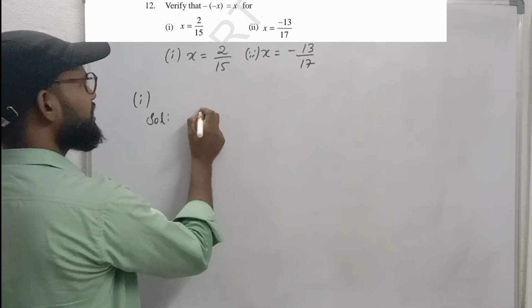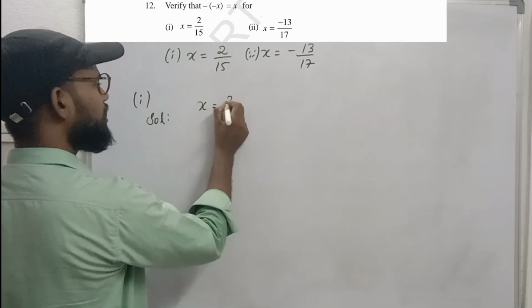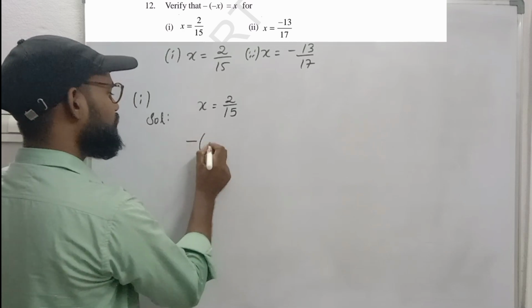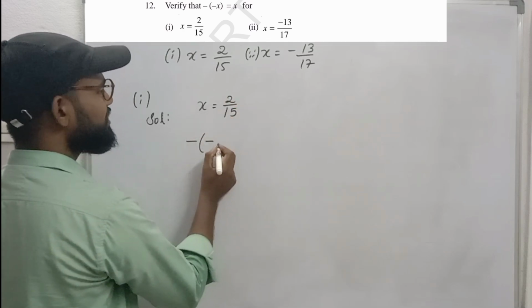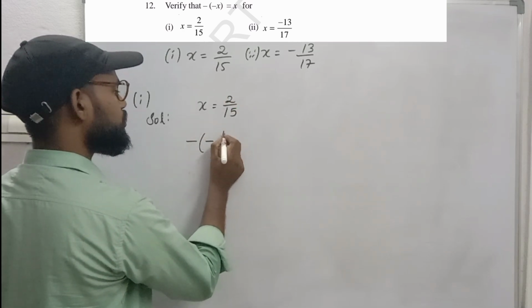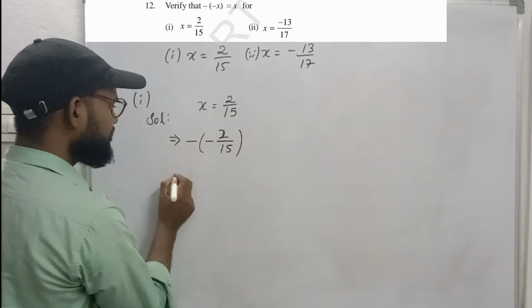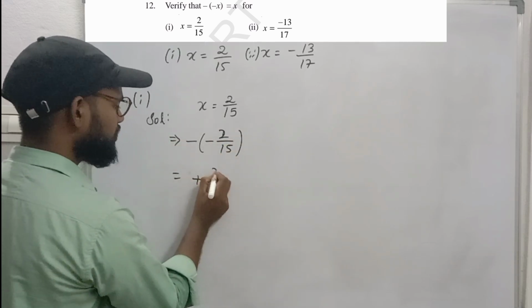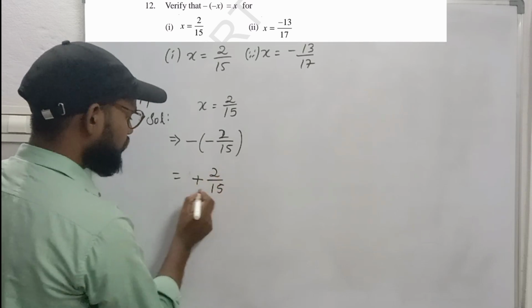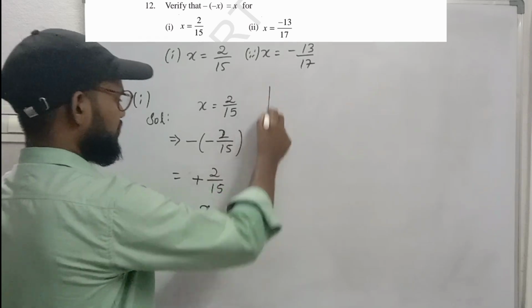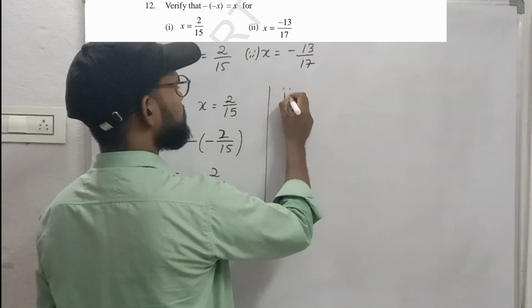So what is given here? The x value is 2 by 15. Now minus of minus x. What is minus x here? That is minus 2 by 15. So now minus into minus, what? Plus. That is nothing but 2 by 15. So is it equal to x or not? Yes, it is equal to x. It is verified.